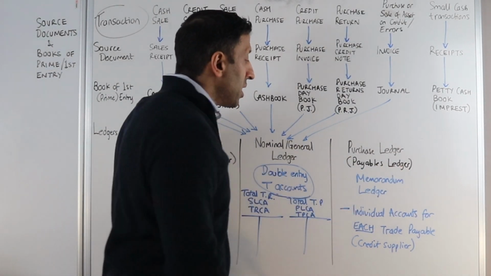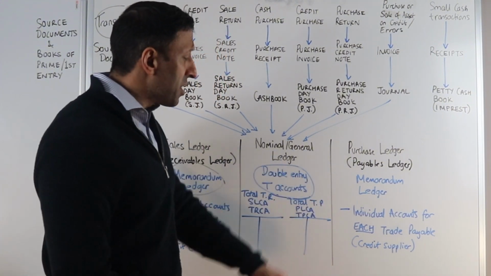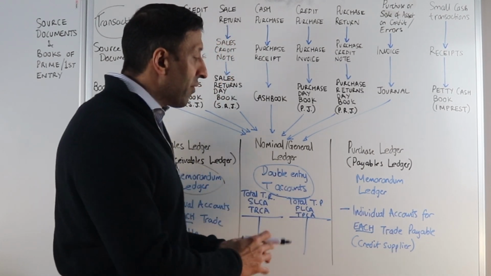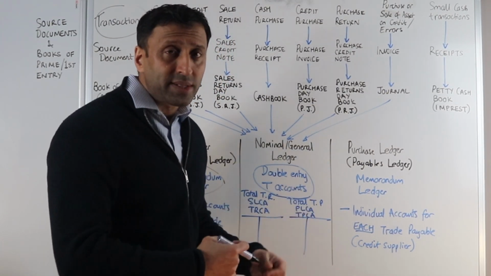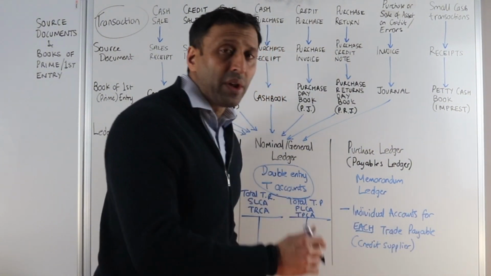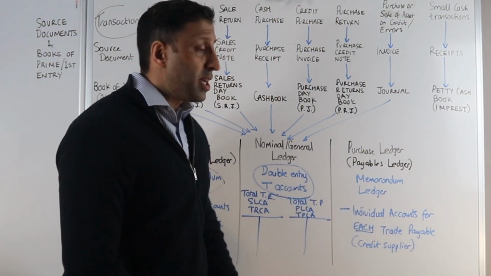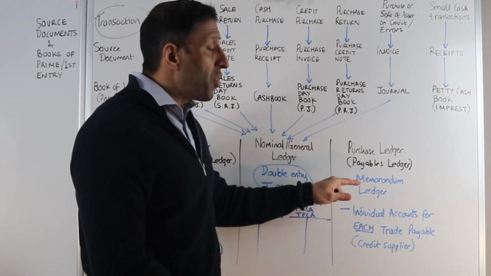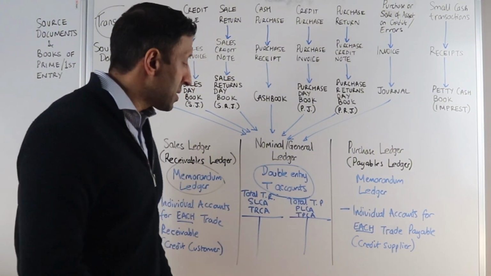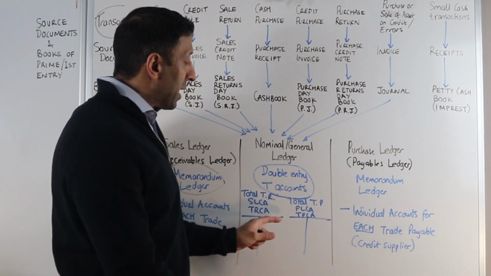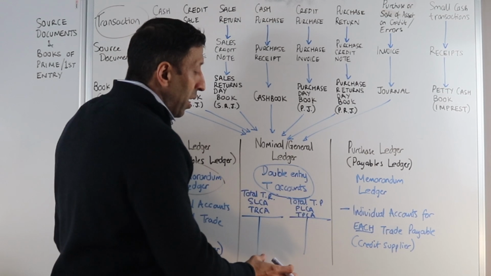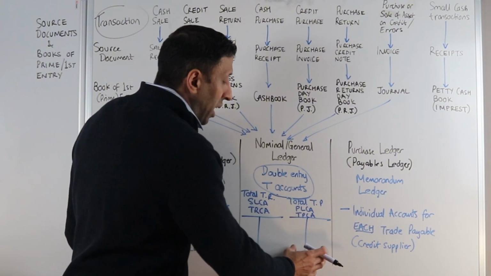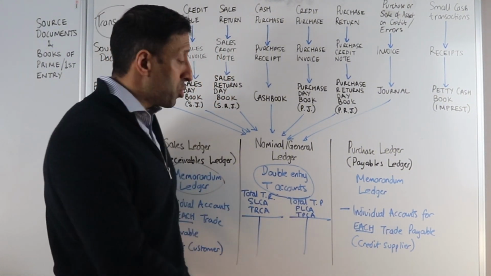We also have a purchase ledger, otherwise known as a payables ledger. This is also a memorandum ledger where we have individual accounts for each trade payable. So everybody who's a credit supplier to us, who we owe money to, will have an individual account, a T account or ledger account, inside the purchase ledger, inside the payables ledger. So we can see how much we owe to each one on the individual account inside the purchase ledger or payables ledger. But the total of those should match the total that we owe to our trade payables that we are keeping account of in the purchase ledger control account or trade payables control account inside the nominal ledger as well. So this should match that.